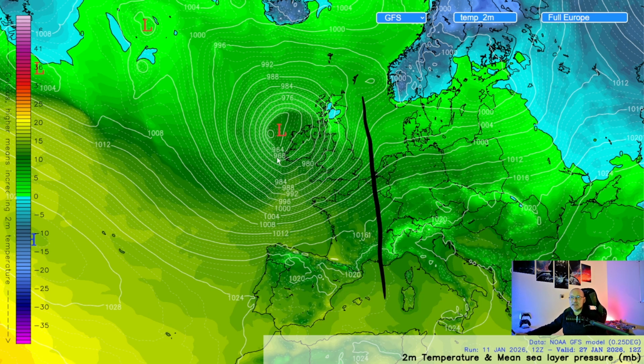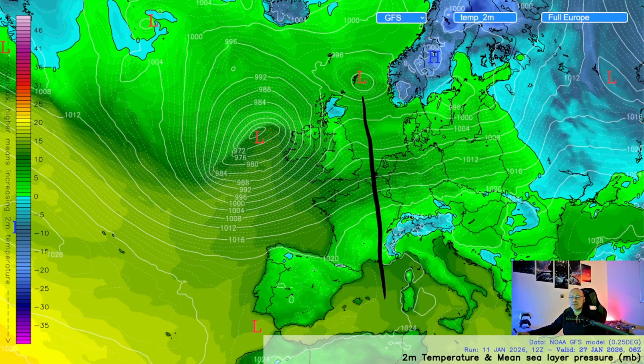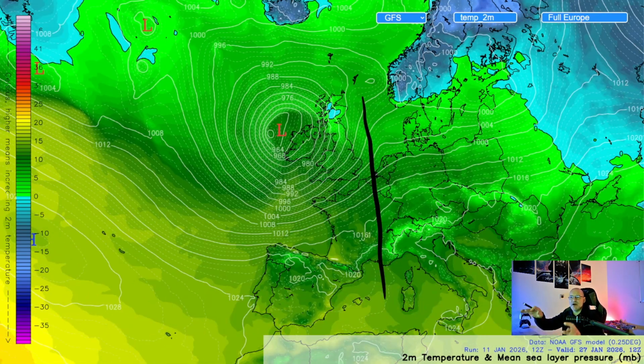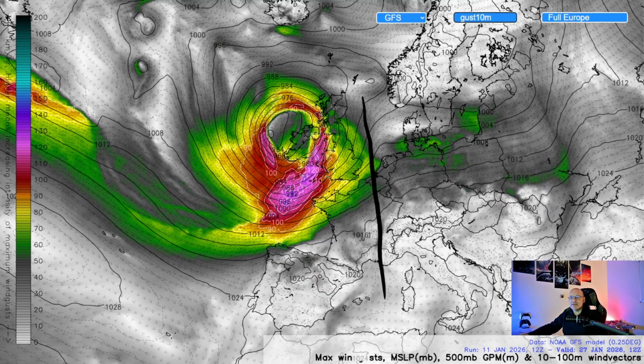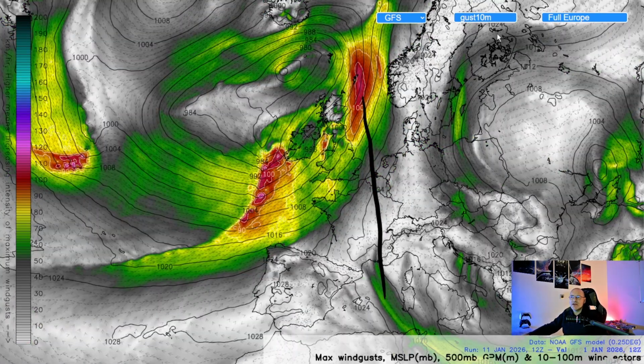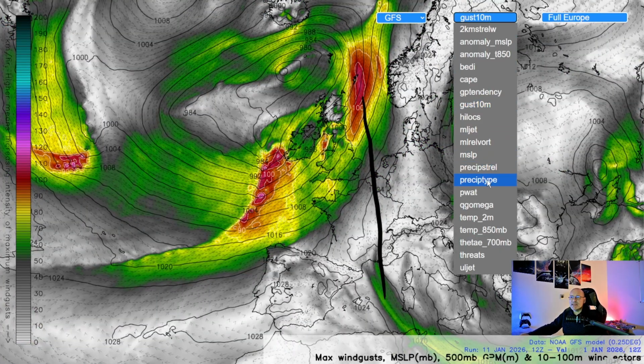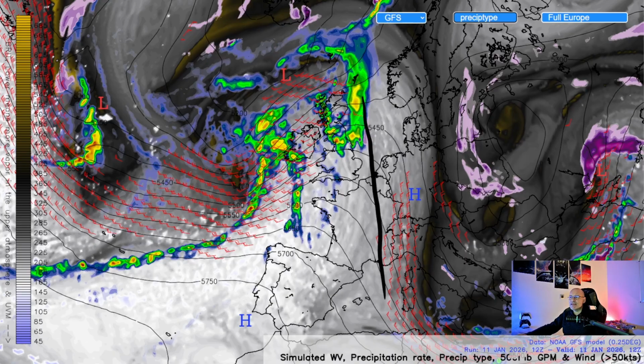But check this one here. This is a nice one to see. Okay, this is far. This is wish casting. If you look at it, just out of curiosity, wow, this is a quite intense wind field with the storm actually. But let's not delve too much into that one because it's too far off. Let's take a look at our precipitation type here, what we can expect.